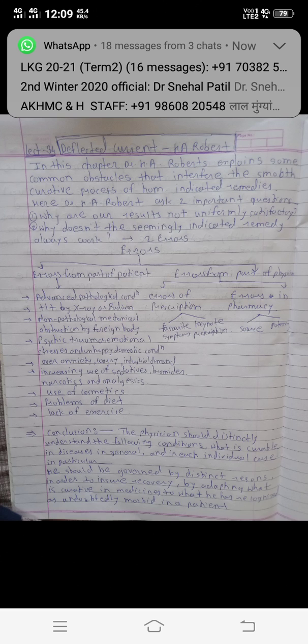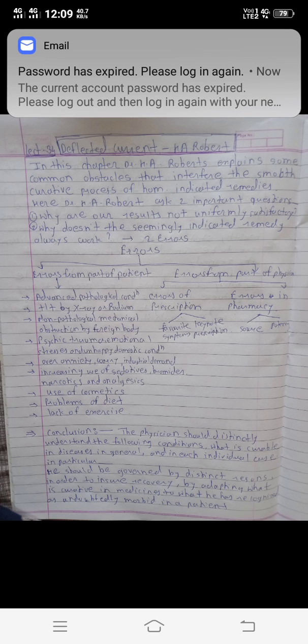So we started with the topic that is deflected current. In this, Dr. H.A. Roberts explained about some common obstacles that interfere with the smooth curative pathway or the process of homeopathic indicated remedies. He explained about two types of errors. First, error from part of patient, and second, error from part of physician.